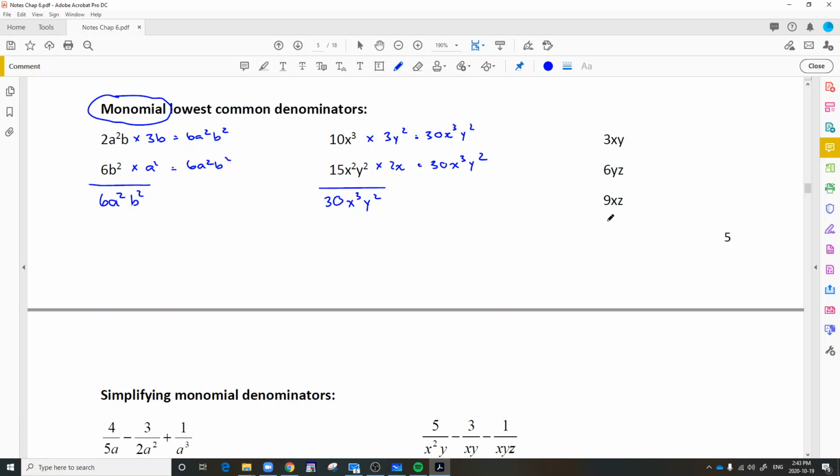All right, pause the video. See if you can find the common denominator for these three monomials.